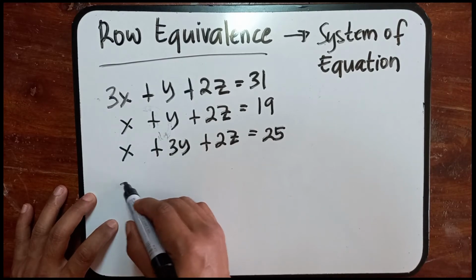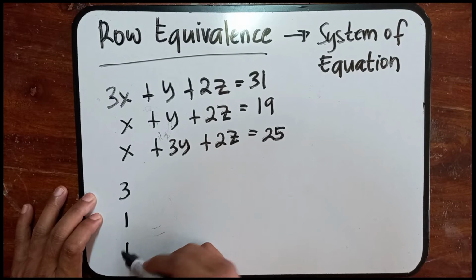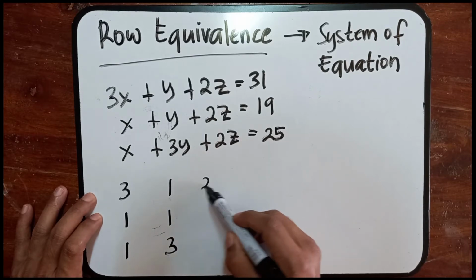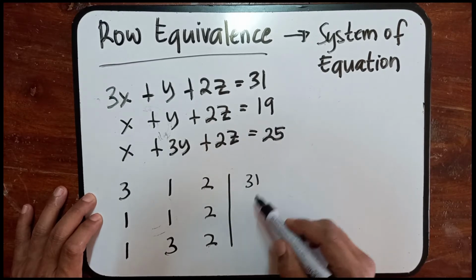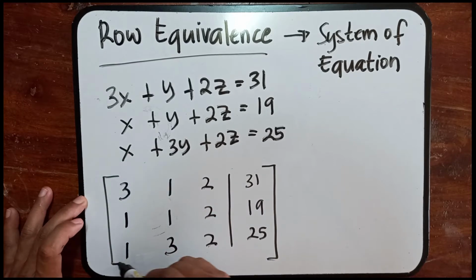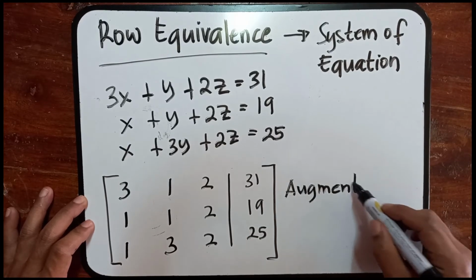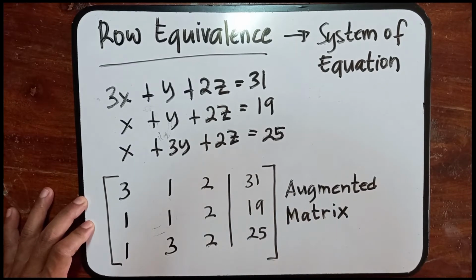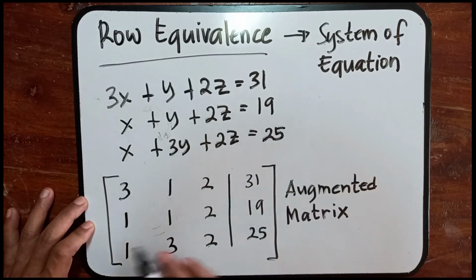So we have 3, let's just copy 3 here. We have 1, x contains an invisible 1, same with this, 1, y, same with y, it has an invisible 1, 1, and then 3, and then we have 2, 2 and 2, and then we have to separate those equal sign and then just copy those numbers. And then put this inside of square braces. So this is now what we call the augmented matrix. Okay. So now we have the augmented matrix, we can now apply row equivalence to this augmented matrix.